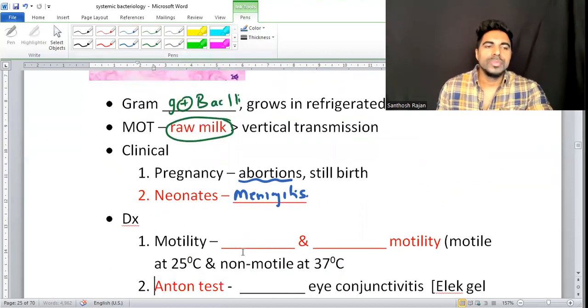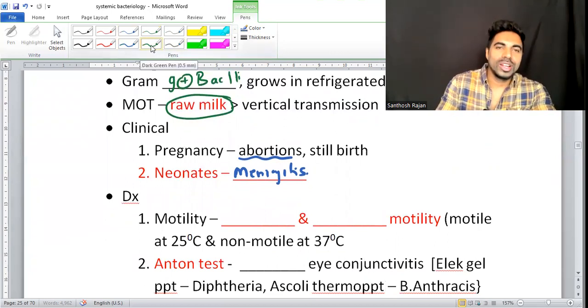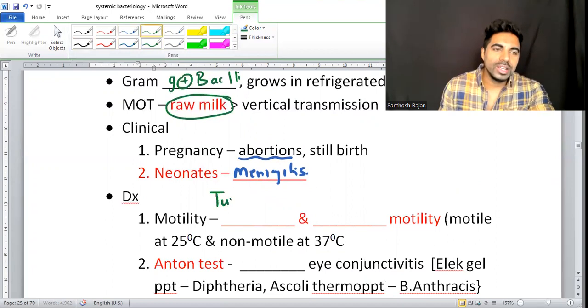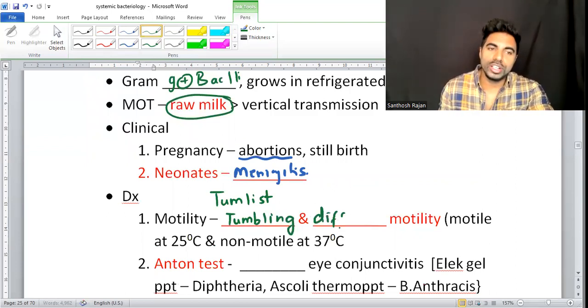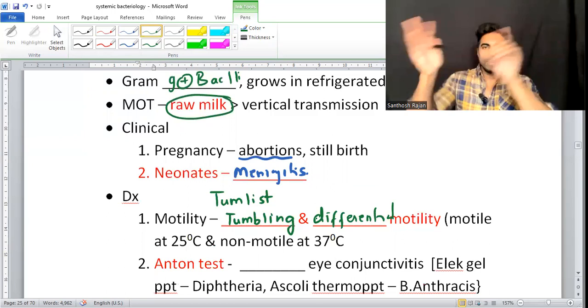Now, motility. Listeria's motility is the most popular one. How do you remember it? What does the list remind you of? Tumble, so tumbling motility. There is another one, which is also commonly asked: differential motility. Both are right. List, tumble. Okay, list tumble.